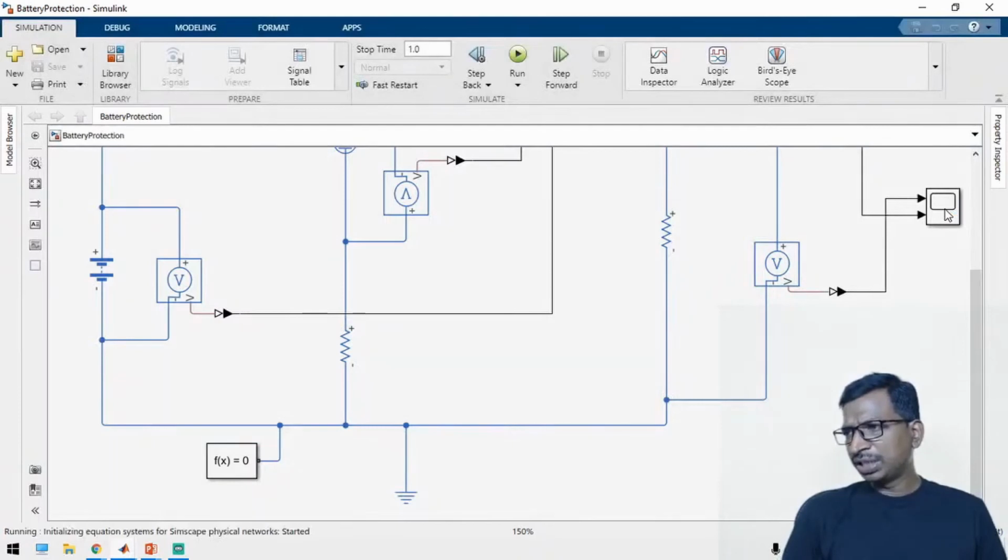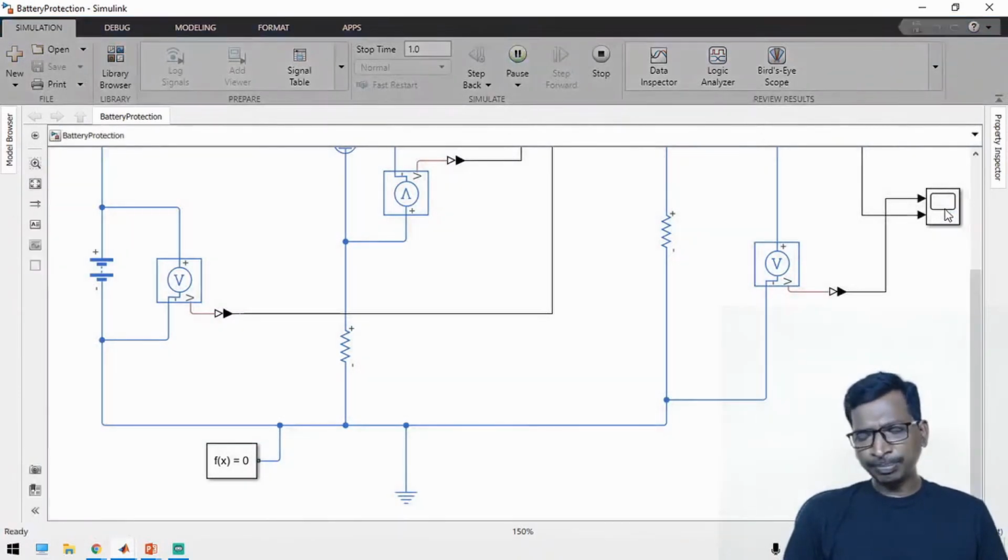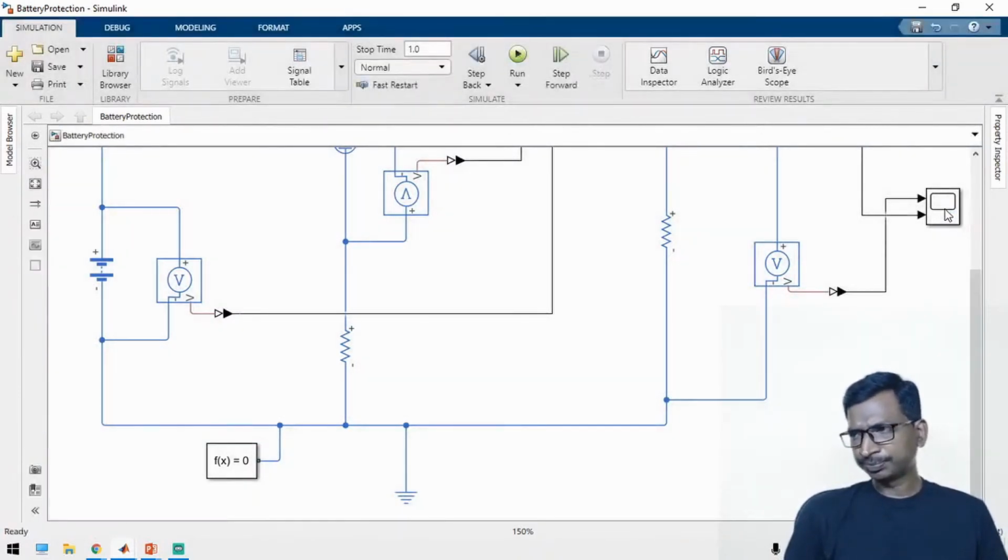Battery protection is used for individual cell or battery model. So it's a battery pack, you have to use it. Cell, already you have a combination of number of cells, only the battery pack, right?